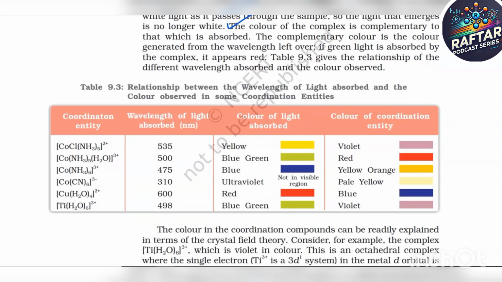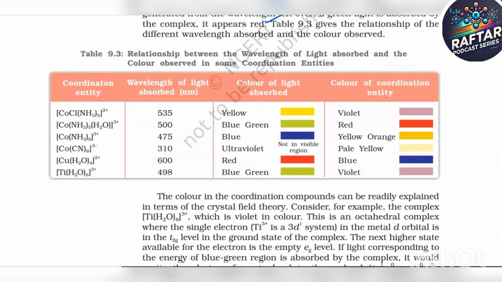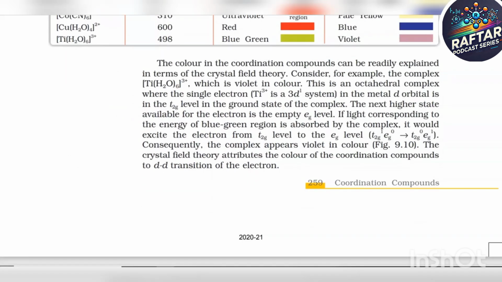The complementary color is the color generated from the wavelengths left over. If green light is absorbed by the complex, it appears red. Table 5.3 gives the relationship between the different wavelengths absorbed and the color observed. The color in coordination compounds can be readily explained in terms of crystal field theory.